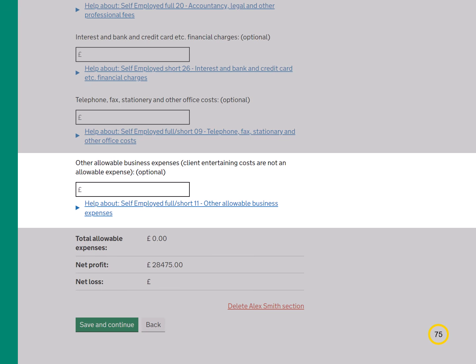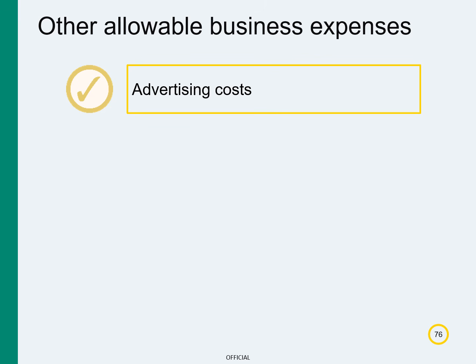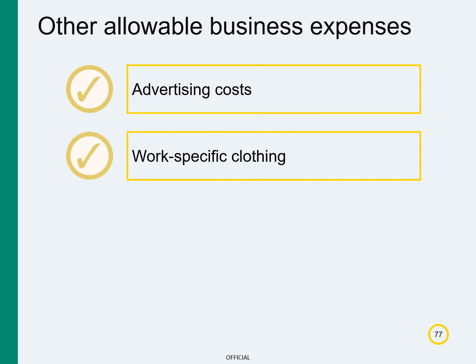As it suggests, this is where you'll record any other expenses you might have. So, what might you include here? Well, one of the most common is advertising costs. It could include clothing, not everyday clothing, but protective or work specific, so overalls, tabards, safety wear, or clothing bearing your business name or logo.